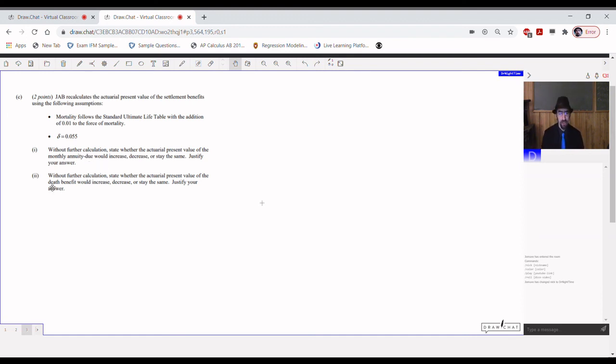Anyway, part two is considerably simpler. Without further calculation, state whether the actuarial present value of the death benefit would increase, decrease, or stay the same. And so this is more straightforward. Right? You live longer, therefore you're less likely to require a death benefit. And if you receive a death benefit, since it's going to be in the future, that's going to be worth less because of the increased interest. So on both accounts, the death benefit's value would decrease.